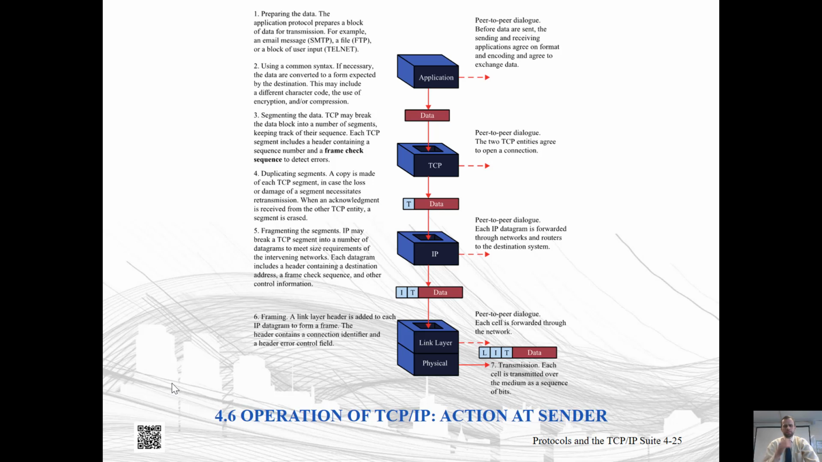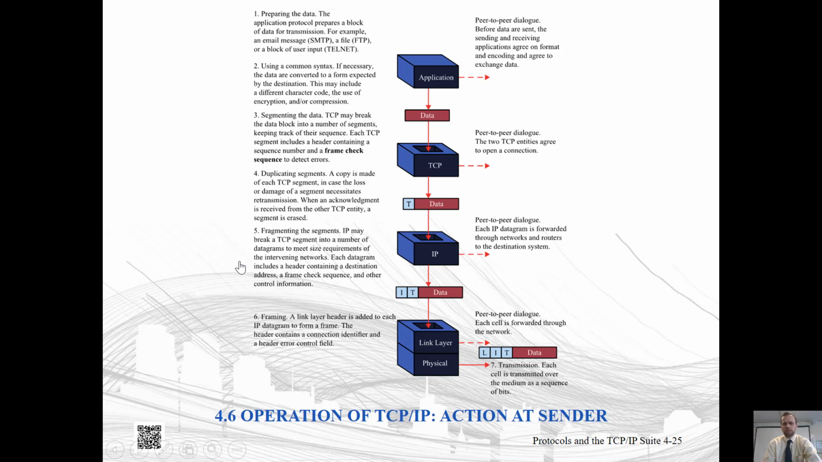in this case, the operation of TCP/IP, so this is the action at the sender. It prepares the data. The application protocol prepares a block of data for transmission. It could be an email message, and then essentially using common syntax, if necessary, the data is converted to a form expected by the destination, and then it segments the data, and then it duplicates segments if necessary. A copy is made of each TCP/IP segment in case the loss or damage of a segment necessitates retransmission. And then, of course, an acknowledgement will be sent back from the other TCP entity, and a segment is erased.